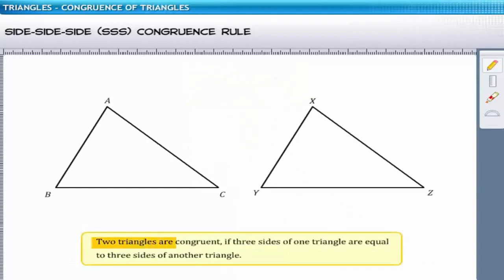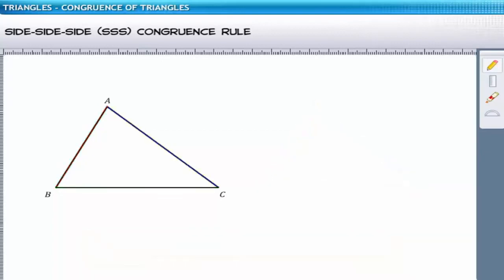Two triangles are congruent if three sides of one triangle are equal to three sides of another triangle. This is referred to as the side-side-side or SSS congruence rule. This can only be proved by construction. Consider a triangle ABC. We'll now construct triangle XYZ by using the sides of triangle ABC.